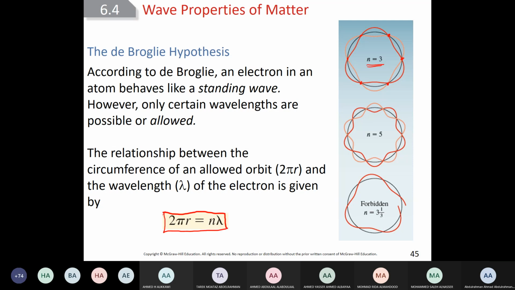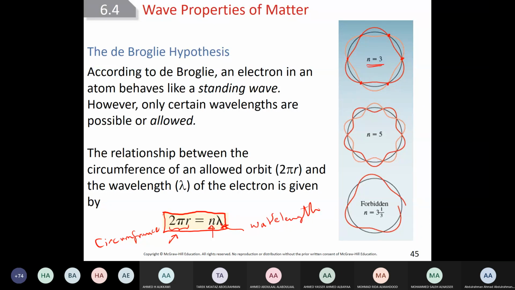this must be 2 pi r. Well, what's 2 pi r? The circumference. Exactly. The circumference of the circle must equal lambda. What's lambda? Wavelength. Times n.